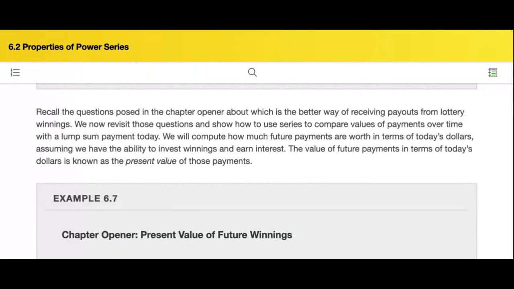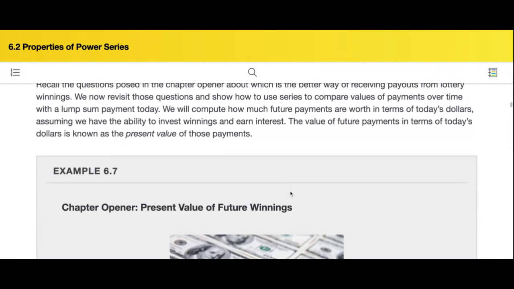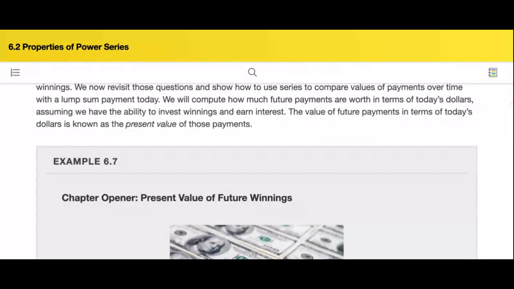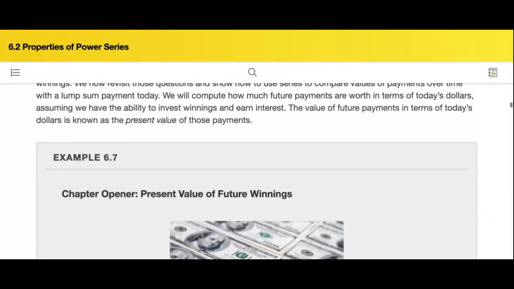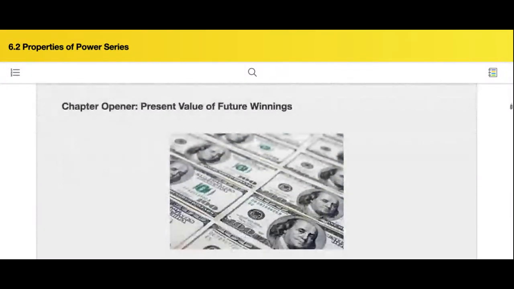Let's see this. So recall the questions posed in the chapter opener about which is the better way of receiving payouts from lottery winnings. We now revisit these questions and show how to use series to compare values of payments over time. With a lump sum payment today, we will compute how much future payments are worth in terms of today's dollars, assuming we have the ability to invest the winnings and earn interest. The value of future payments in terms of today's dollars is known as the present value of those payments.